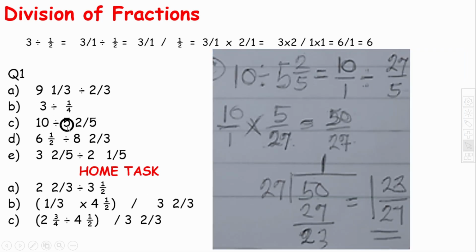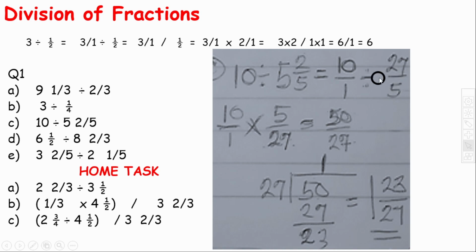10 divided by 5 whole number 2 all over 5. So this is 10 divided by 5 whole number 2 all over 5. What do we do first? We convert this 10 into a fraction by putting it all over 1. It becomes 10 all over 1 divided by this particular mixed number here. You don't use it like that. We first convert it to an improper fraction. How do we do that? 5 times 5, 25, plus 2, 27. It becomes 27 all over this 5 that is here, right under. So we now have 10 all over 1 divided by 27 all over 5.